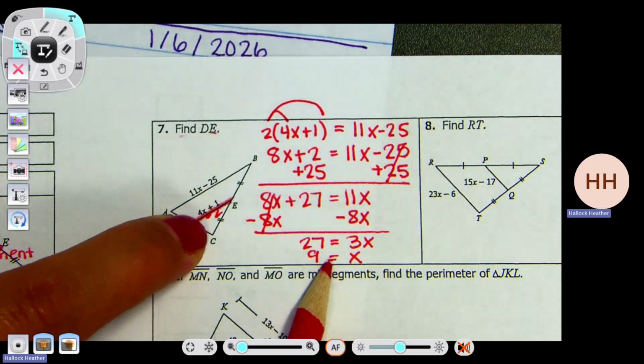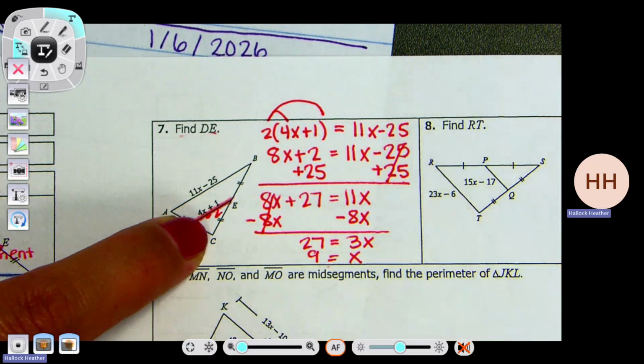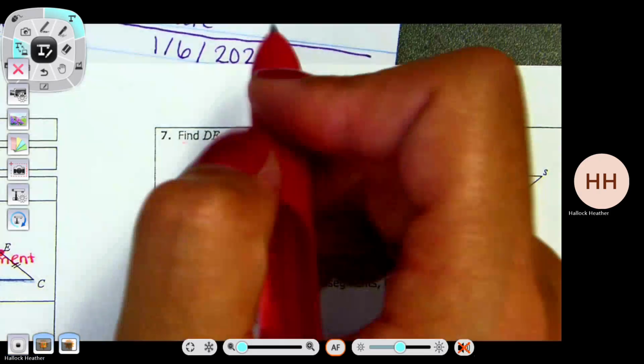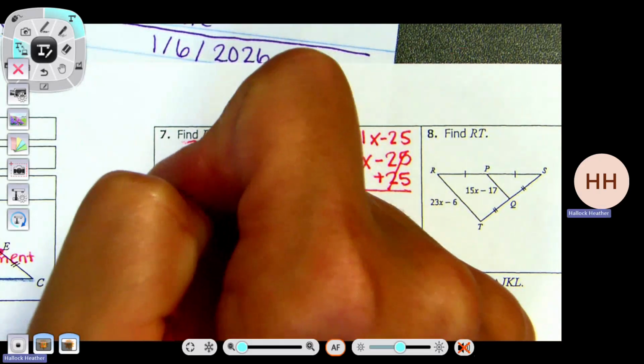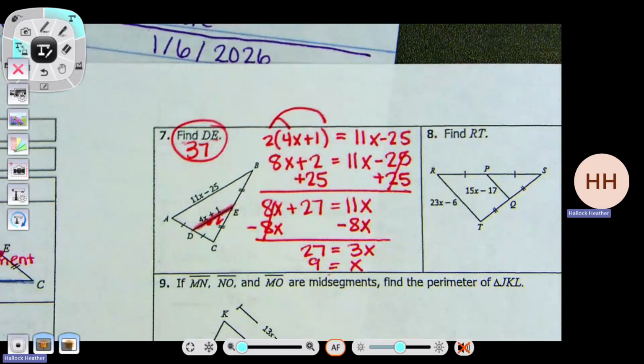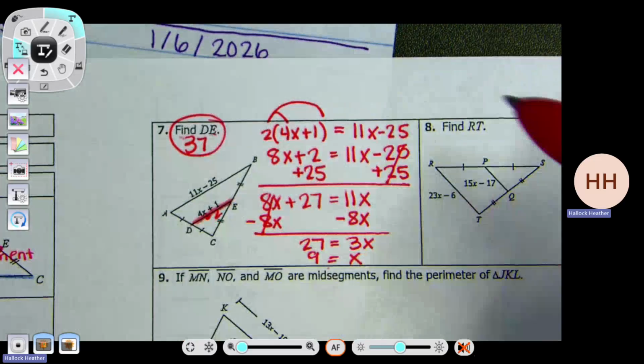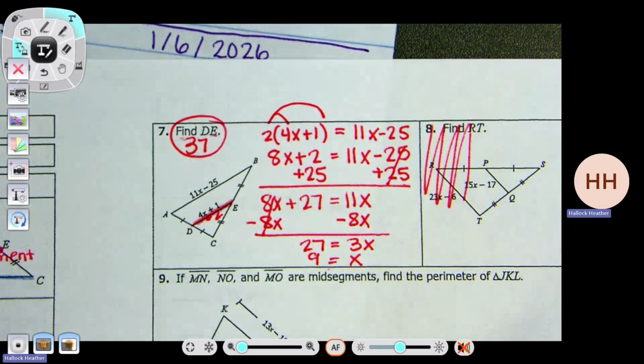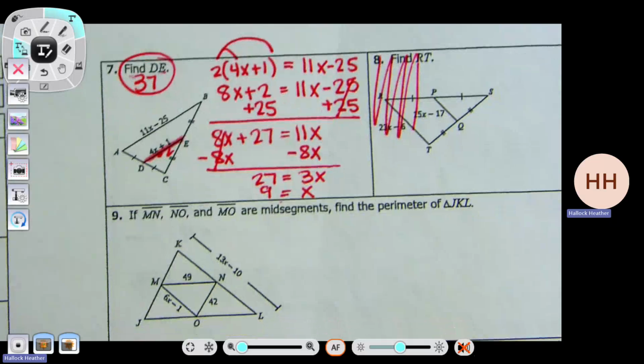You're doing 4 times 9 plus 1. So how much is that in the calculator? 37. So DE is 37. We're going to skip 8. We're going to go to 9. So 9 is the same thing.